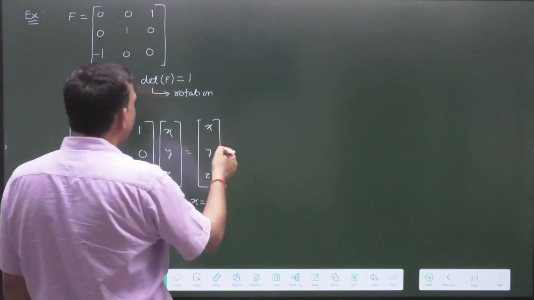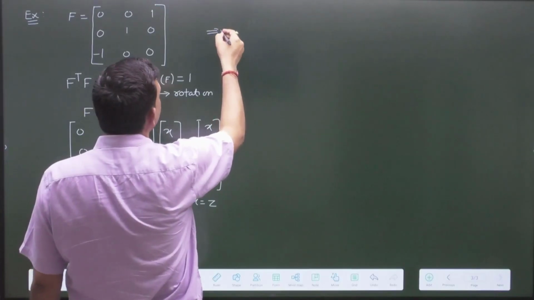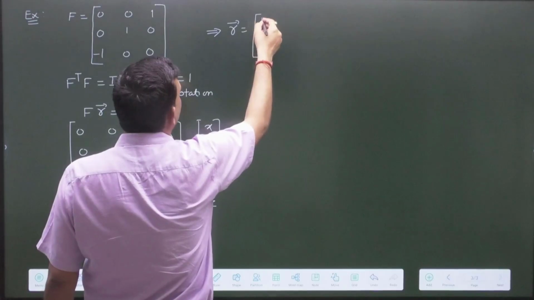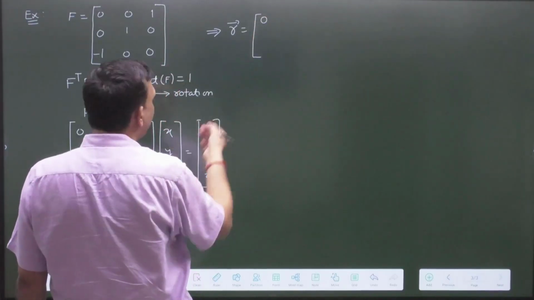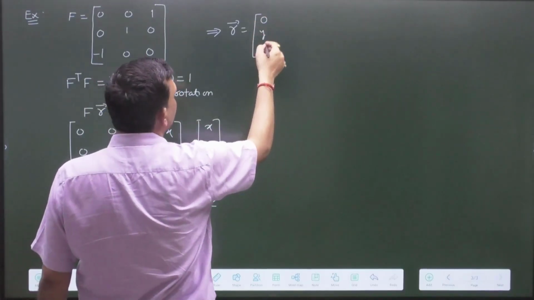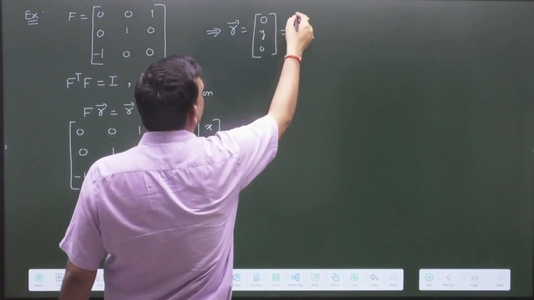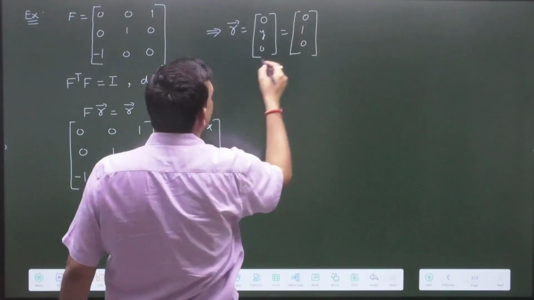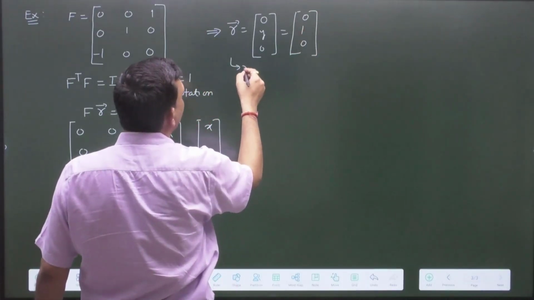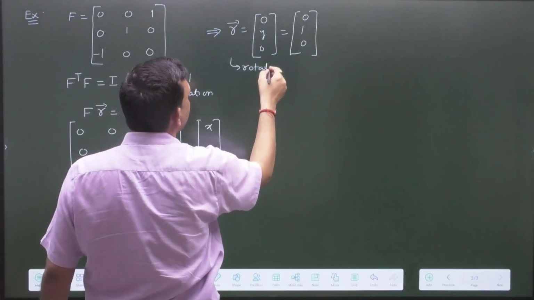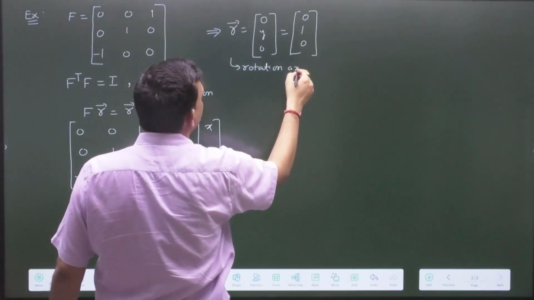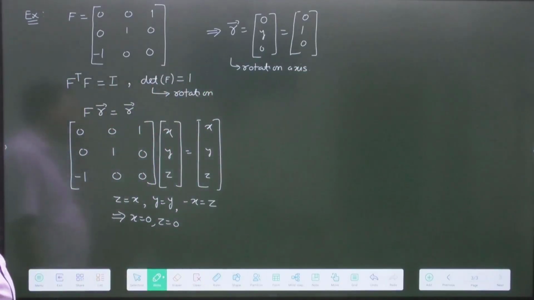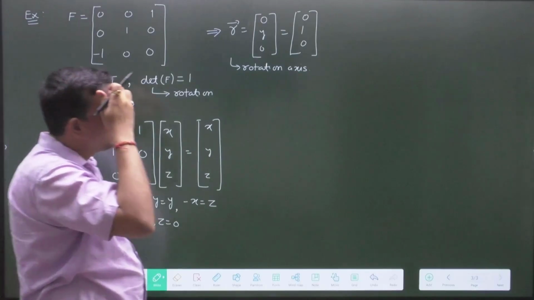So what will be the rotation axis? This implies r cap will be 0, y, 0, and if you normalize it, y will be 1. So 0, 1, 0 is the rotation axis. Y axis is the rotation axis.